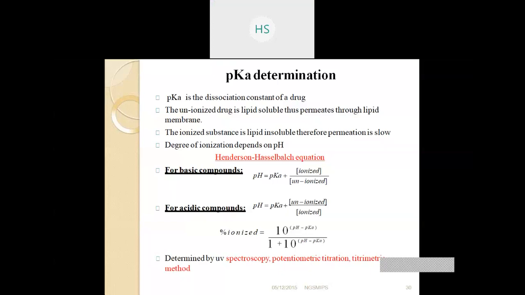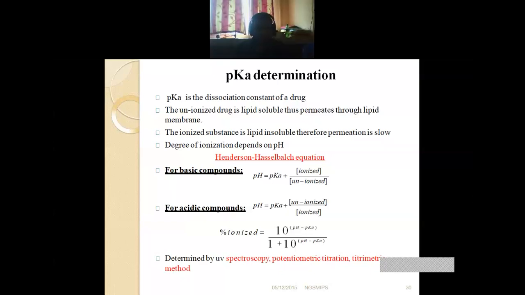So now I am discussing the pKa determination. Okay. So what is the pKa value? It is the dissociation constant of a drug. Right? pKa means it is the dissociation constant of a drug.